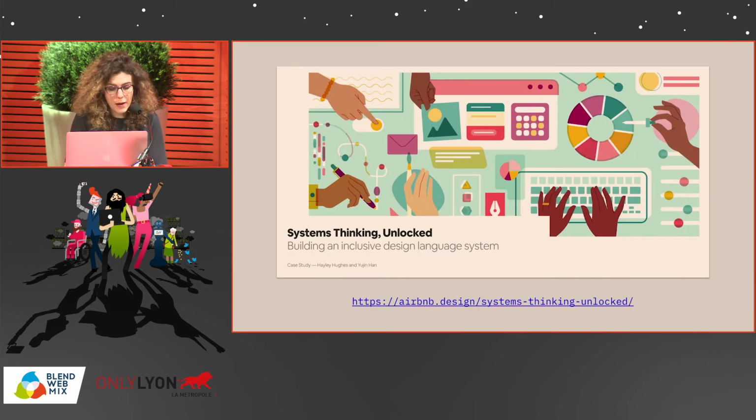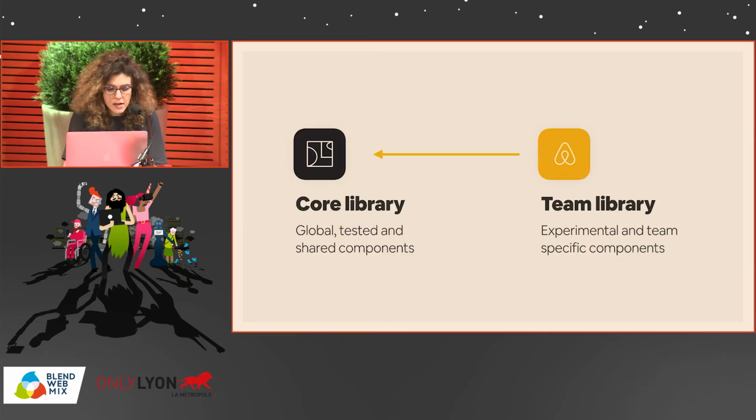And you can read more about the program if you want to dive deeper on Airbnb's blog. We detailed out all of the little pieces and parts in a post titled Systems Thinking Unlocked, so it's worth checking out. We also used momentum from that program to pilot a team contribution model. And this is where people could share their work back into the system.